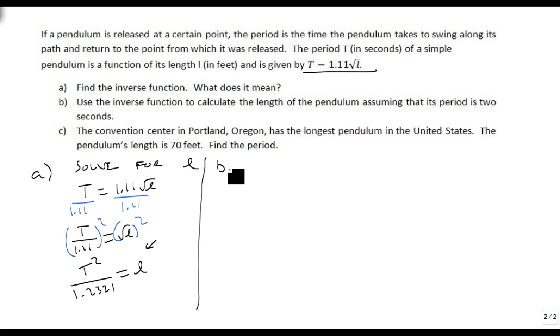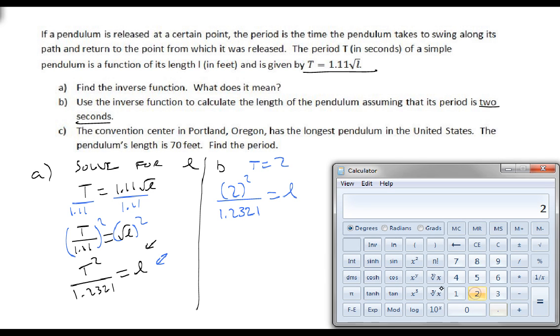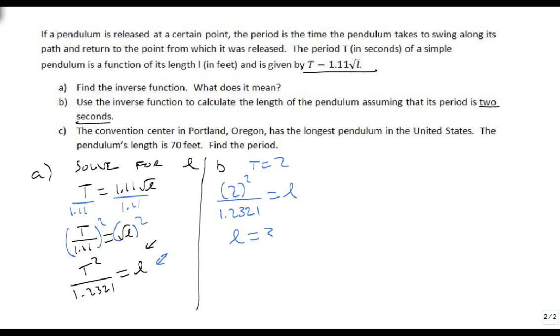Well, part B says use the inverse function to calculate the length of the pendulum, assuming that it has a period of 2 seconds. So in this case, we're going to say t equals 2, and we're going to use this equation to find it. So we get 2 squared divided by 1.2321 equals L. We get out a calculator, and 2 squared divided by 1.2321 gives 3.246. We're going to round that to just one decimal place. So in this case, L is 3.2 feet. So a period of 2 seconds corresponds to a length of 3.2 feet.